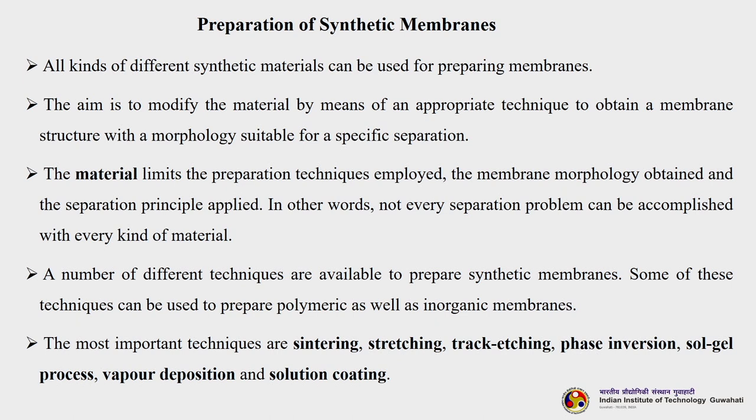Let us say there is a particular technique called sintering. I am just giving an example. I cannot use any type of material for sintering, though most of the polymers and ceramics are used, but there are restrictions. Similarly, there are restrictions for track etching, and for interfacial polymerization. A number of different techniques are available to prepare synthetic membranes. Some of these techniques can be used to prepare polymeric as well as inorganic membranes. That means some of the techniques can be used for both polymeric and inorganic materials. However, there are a few techniques which are exclusively meant for either polymeric or ceramic, that is inorganic, membranes.